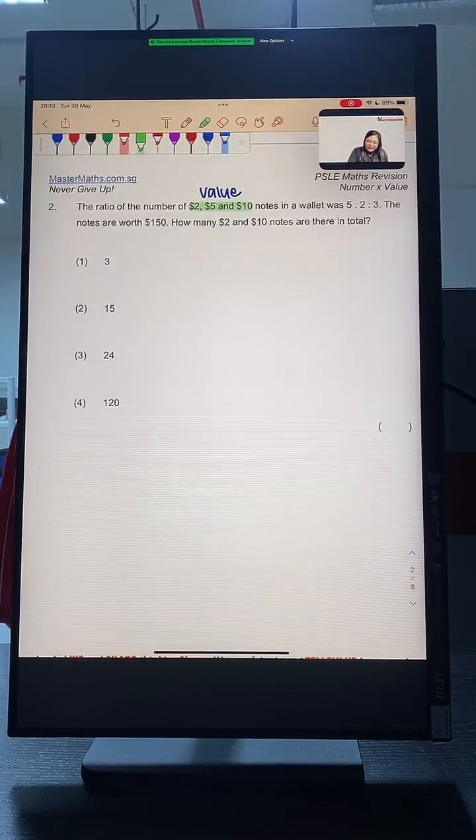And we have the number of notes. This time round, the number is not given to us directly. Instead, it is given to us in a ratio form. Okay, this is the number.